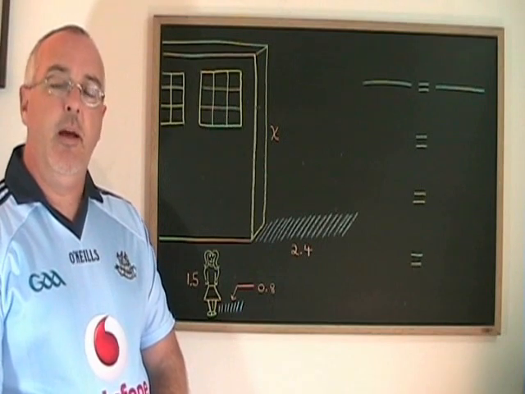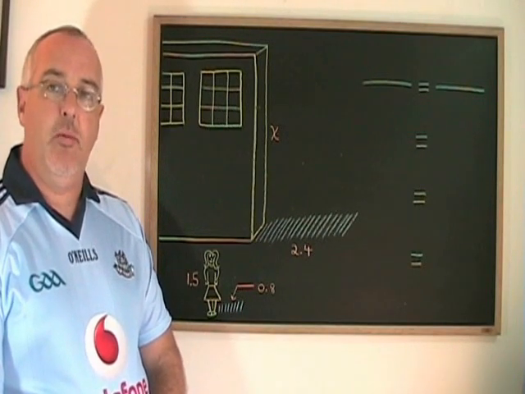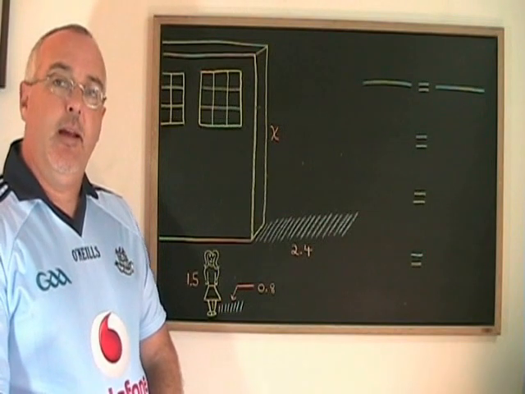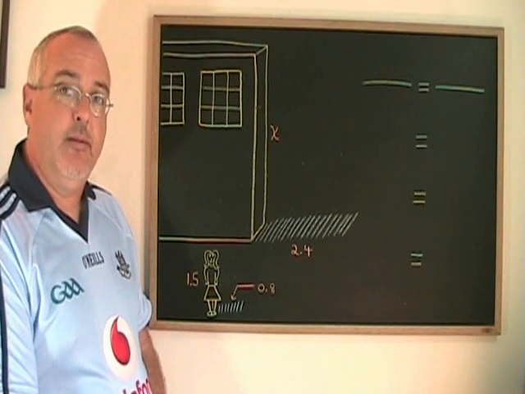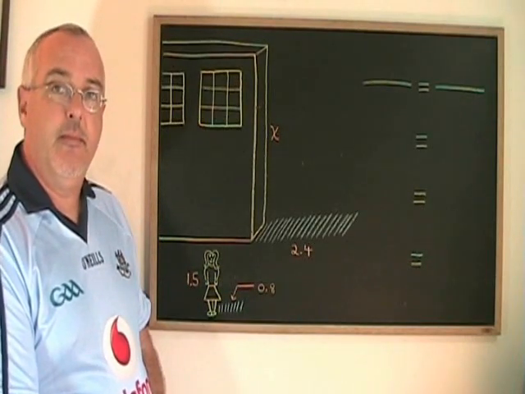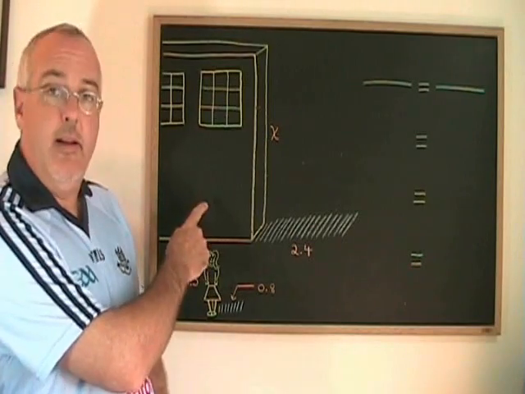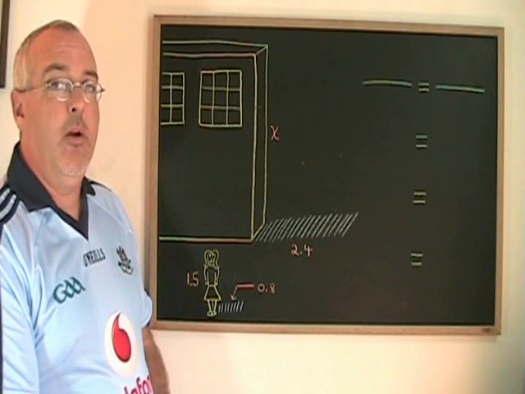In geometry, sometimes we face problems that I like to call shadow problems. In this example, Maya is 1.5 meters tall, and her shadow is 0.8 meters in length. The school Maya attends has a shadow that is 2.4 meters in length, but we don't know how tall it is.